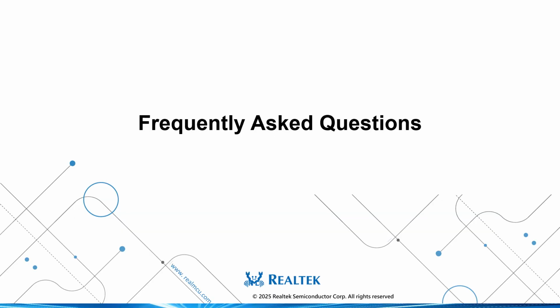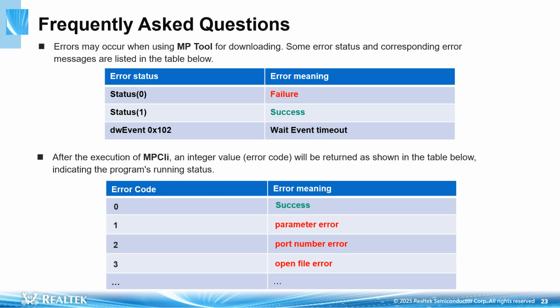Finally, we will introduce common issues and their solutions. Errors may occur when using MP Tool for downloading. Please note that status 0 indicates failure, status 1 indicates success, and if DW event 0x102 appears, it indicates a timeout. After executing an operation, MP Client tool returns an integer value, which represents different outcomes. 0 indicates success, while a non-zero value indicates failure.